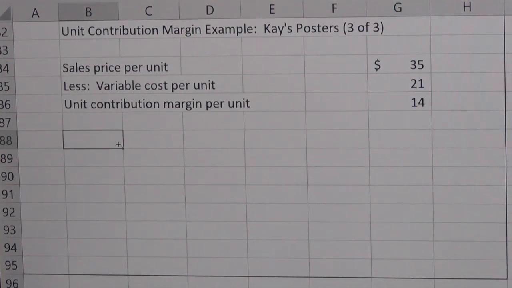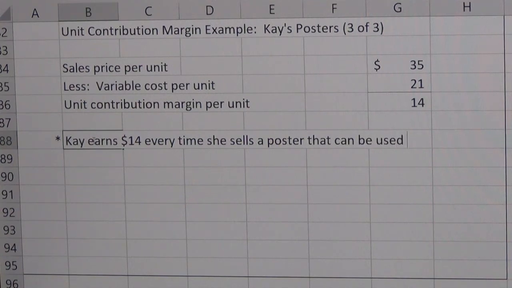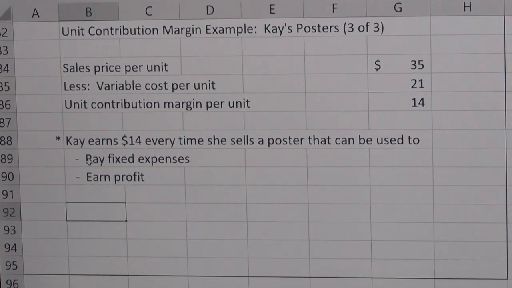So what does that tell us? It tells us that K earns $14 every time she sells a poster that can be used to do what? Well, it can be used to pay fixed expenses, and once she has those covered, earn a profit. So I like the contribution margin per unit because it tells us per unit what we can contribute to covering both our fixed costs and then adding to our bottom line income.